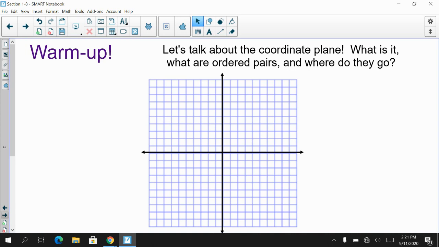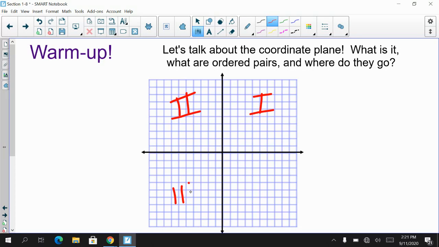All right, so a coordinate plane has many components. To begin, we have 4 quadrants. The top right is quadrant 1, top left is quadrant 2, quadrant 3, and quadrant 4 is the bottom right. So it kind of goes in a counterclockwise motion. The center is what we call the origin.